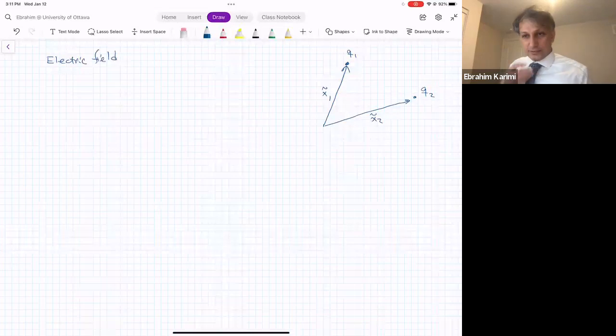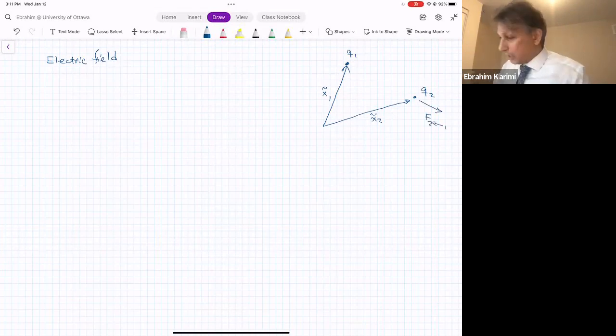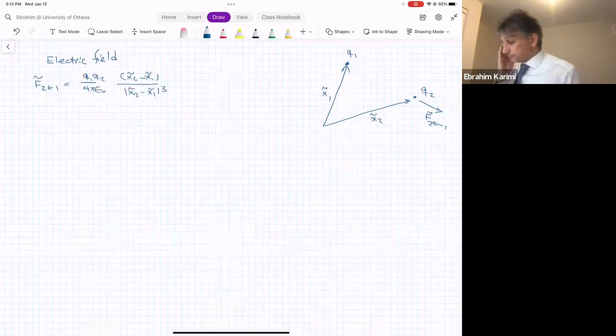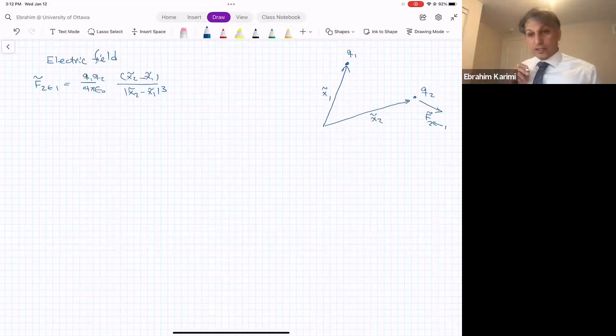How do we define this? We know that definitely there will be a force here, right? It will be a force due to particle 1 and particle 2, and we have already written the equation for it. So the force in SI units is given by Q1 Q2 divided by 4 pi epsilon naught, times x2 minus x1, divided by the magnitude of x2 minus x1 to the power of 3. All right. And that's the force on particle 2 due to particle 1.